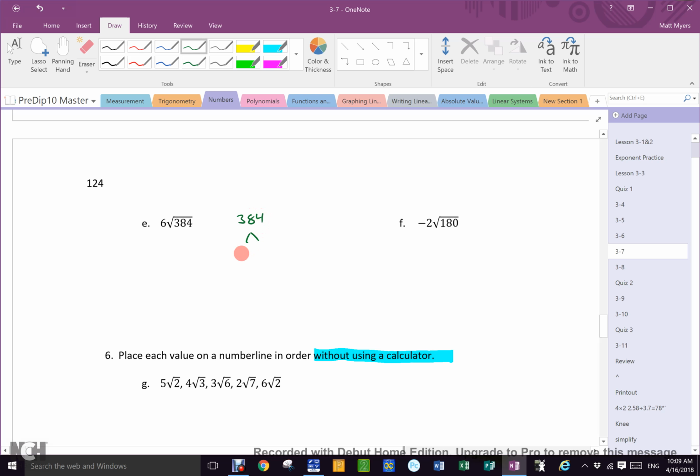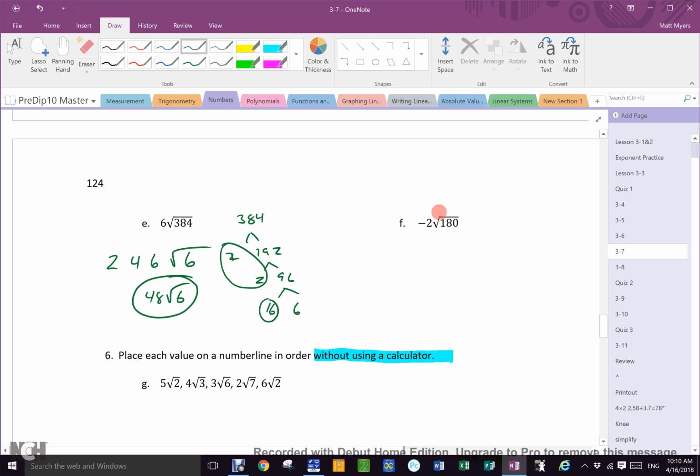384 I would break down into 2 and 192, 2 and 96, and then there I would go 16 times 6, and I would see there is a group of 2, and that has a square root, so out would come 2, out would come 4, 6 was already there, and I left a 6 under. 2 times 4 is 8. 8 times 6 is 48, root 6.